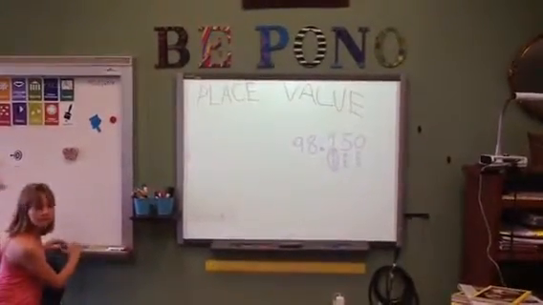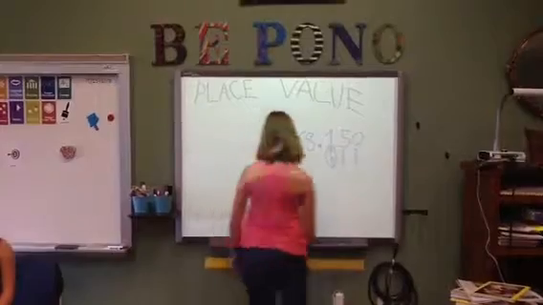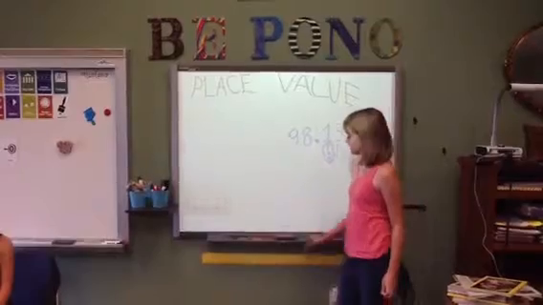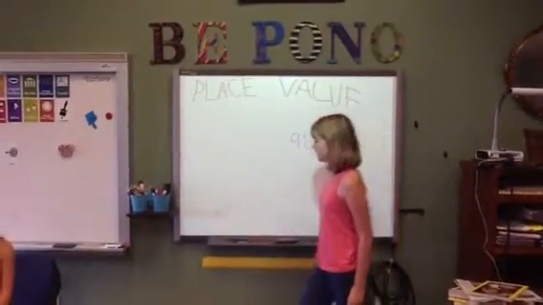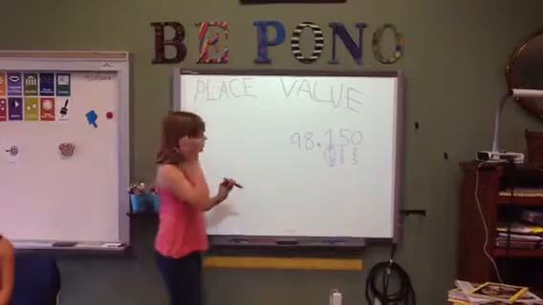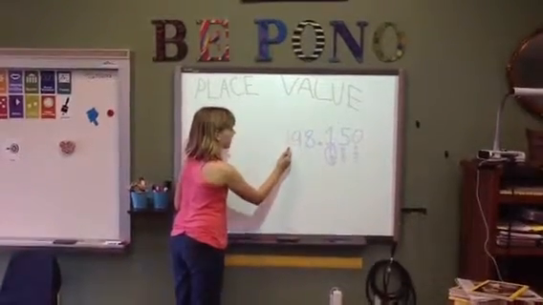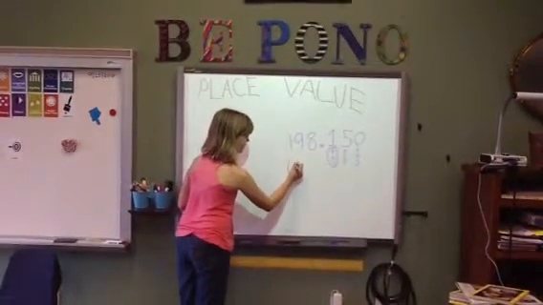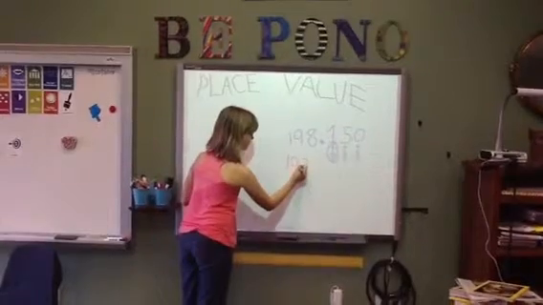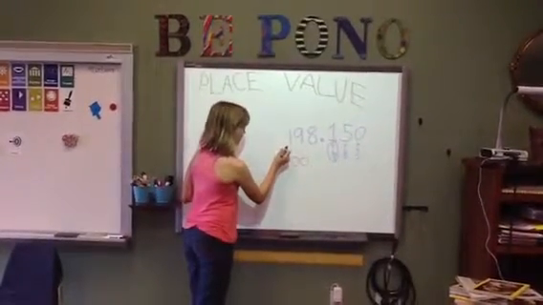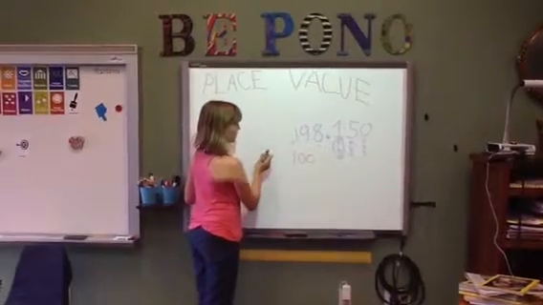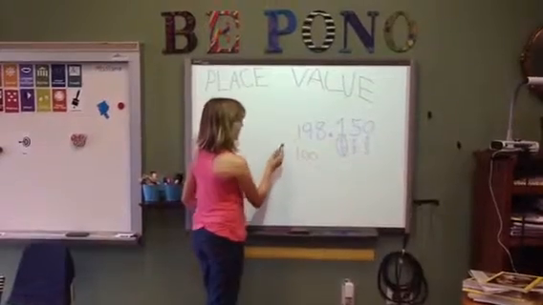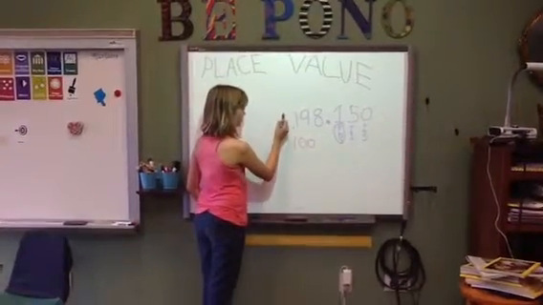Lesson 2, Allison. Okay, I'm going to be doing the hundreds to 10,000s. And so your 100 has 2 zeros. You got a comma. And then you have thousands.